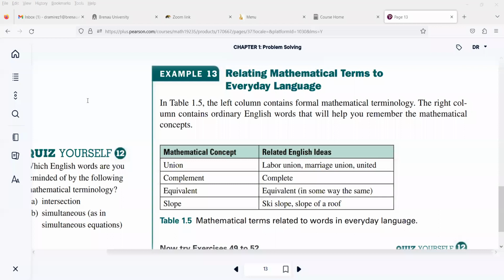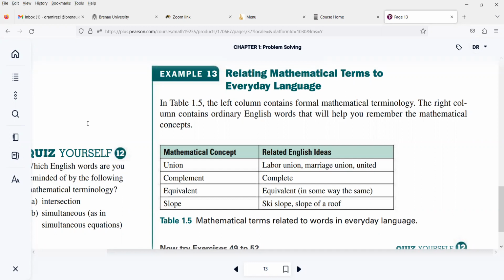Okay, so I'm just going to read this example directly from the book. In the table below, the left column contains formal mathematical terminology. The right column contains ordinary English words that will help you remember the mathematical concept. The first three we're going to be using in sets. Union means putting things together, like labor union, marriage union, or united, like the United States. Complement, the idea of complement is that we are completing something. We're going to be using that word in chapter 2.